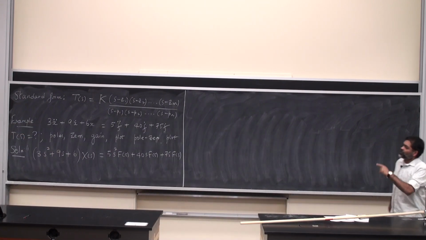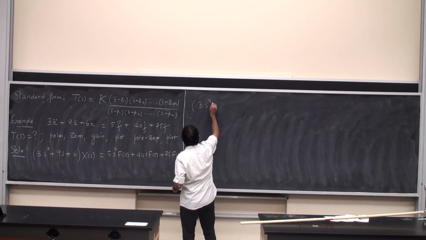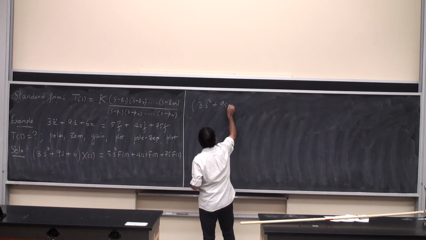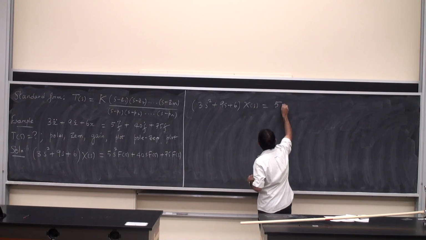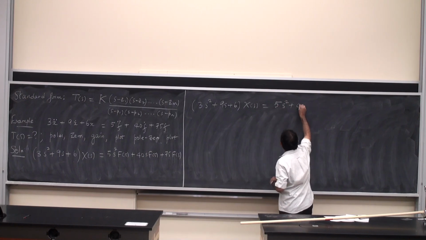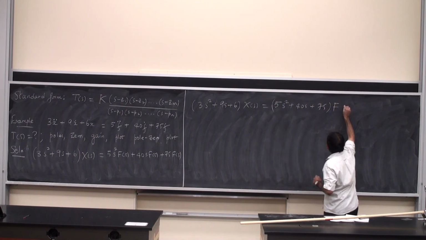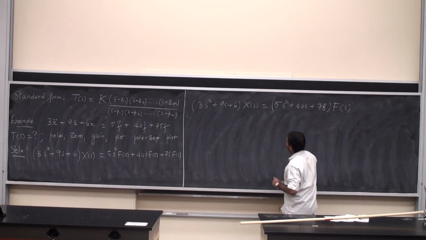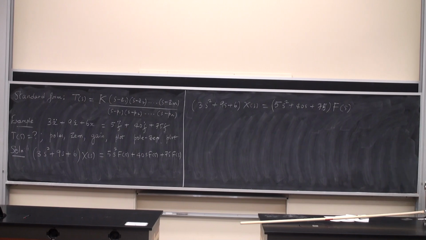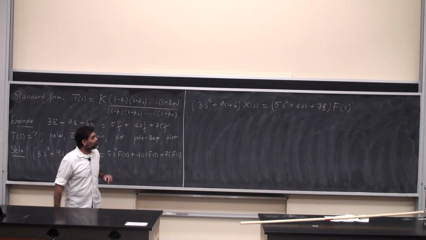All right. So if I now take F of s as a common factor, here is what I have. 3s square plus 9s plus 6 equals 5s square plus 40s plus 75, times F of s. Transfer function is X of s divided by F of s. Okay, so T of s.